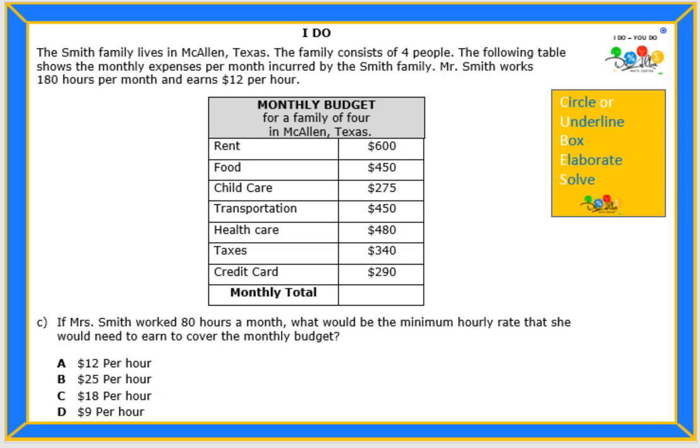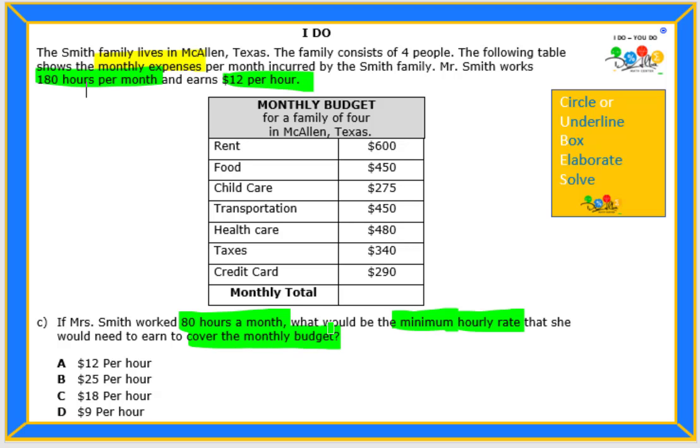The Smith family lives in McAllen, Texas. The family consists of 4 people. The following table shows the monthly expenses incurred by the Smith family. Mr. Smith works 180 hours per month and earns $12 per hour. If Mrs. Smith worked 80 hours a month, what would be the minimum hourly rate that she would need to earn to cover the monthly budget?